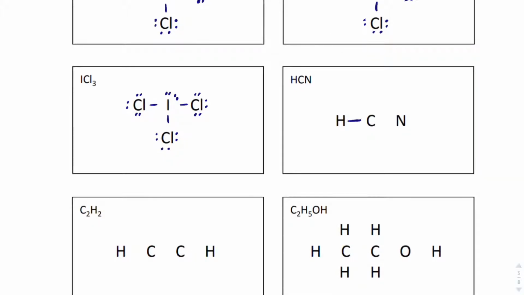Okay, hydrogen we know always forms 1 bond but no lone pairs. Carbon is typically going to form your 4 bonds, so it already has 1 bond, so it must form 3 with nitrogen, and nitrogen forms 3 bonds but it needs 1 lone pair, and so this is HCN.